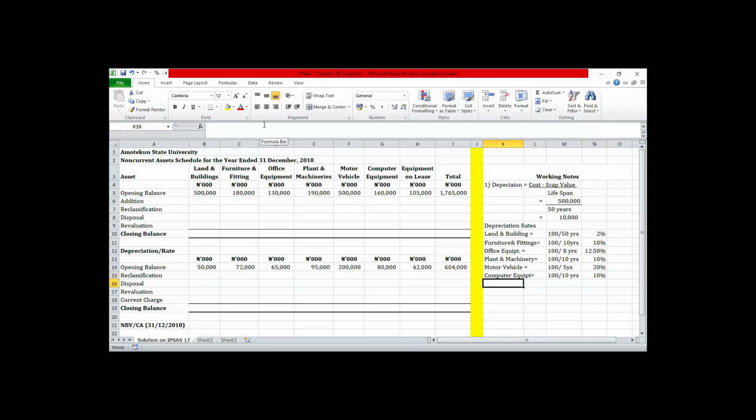The next one is equipment on lease. Is it correct? Yes, sir. How many years is that one? 5. That gives us 20%. Now, those percentages, we now put at the rate here. The first one, 2%.